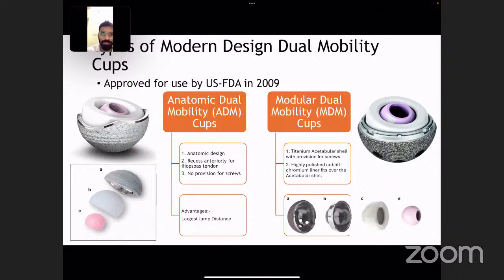On the contrary, modular dual mobility cups have a titanium acetabular shell which has provision for screws. Over the shell goes the highly polished cobalt chromium liner, and the polyethylene liner articulates with this. But this modular design has a disadvantage: it reduces the size of the polyethylene liner that can be used and thereby decreases the jump distance. So anatomical dual mobility cups have a larger jump distance.